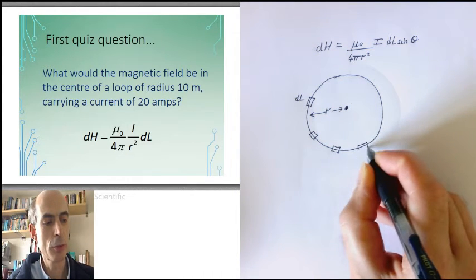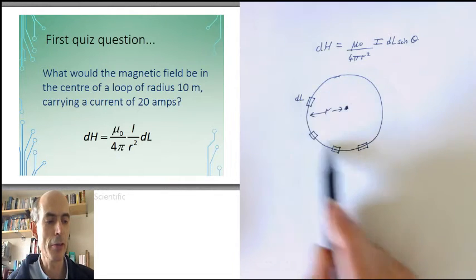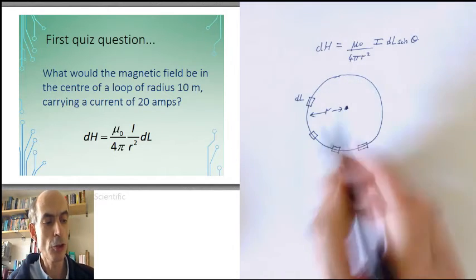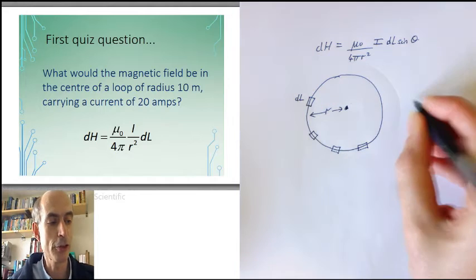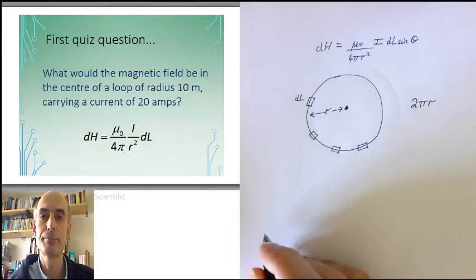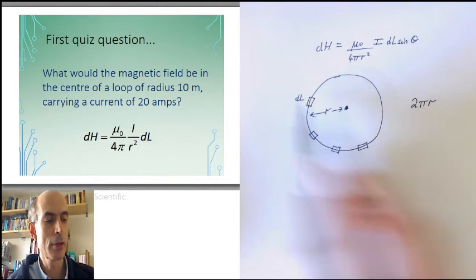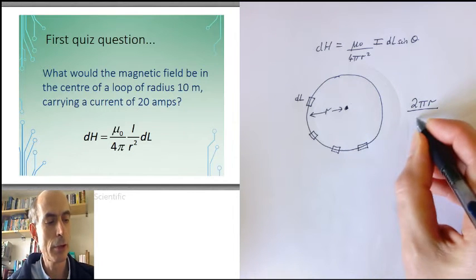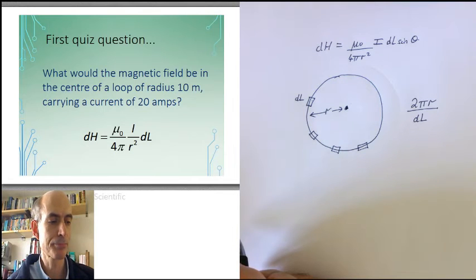First thing we should work out, how many delta L lengths of wire are there around this loop? And the answer is, well, the total distance around the loop is the distance around the circumference of a circle, and that's 2 pi times the radius r. So, how many little lengths delta L are there in 2 pi r? Answer, 2 pi r divided by delta L.